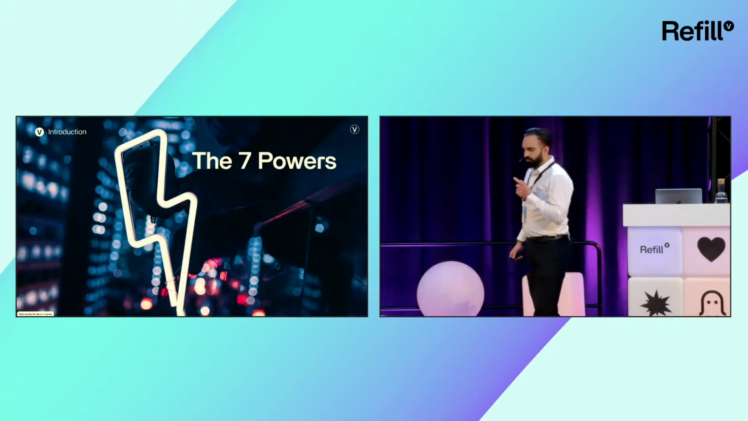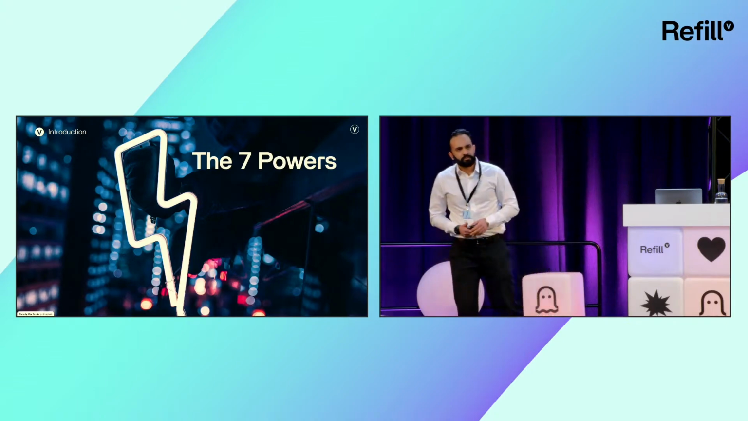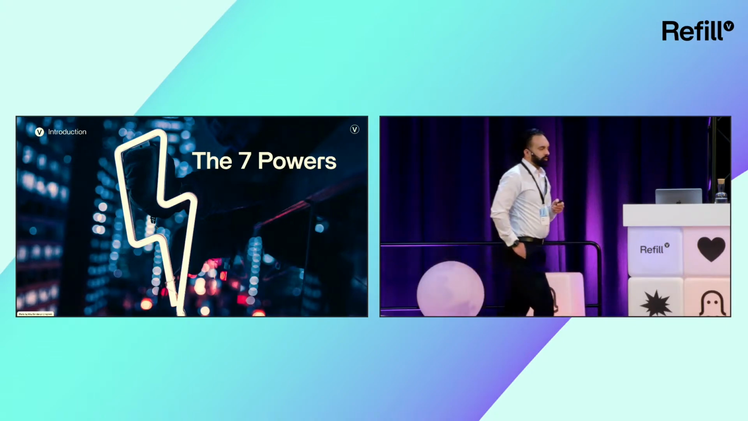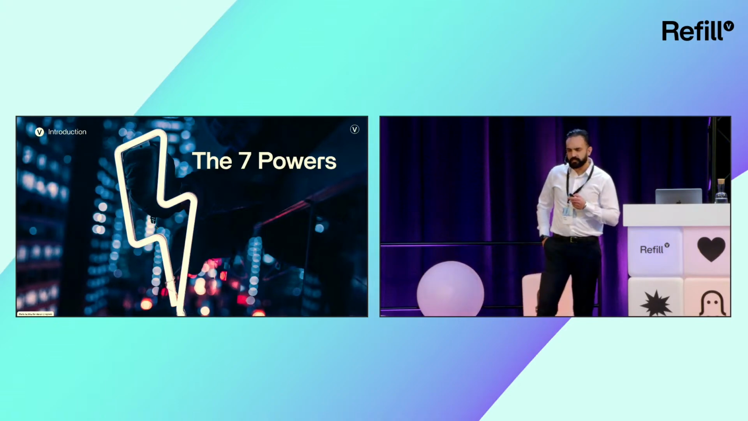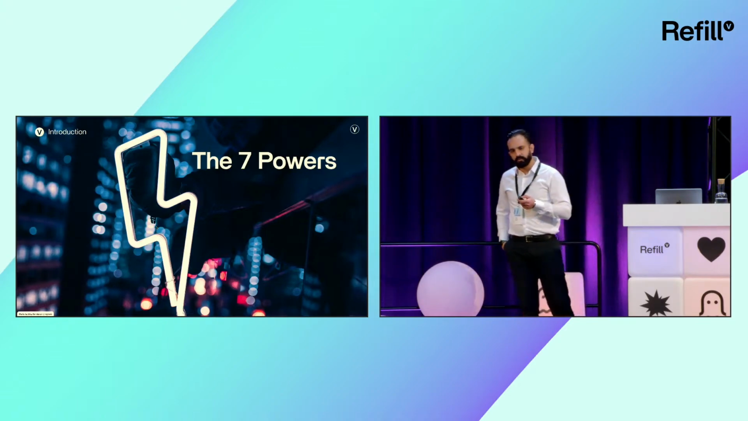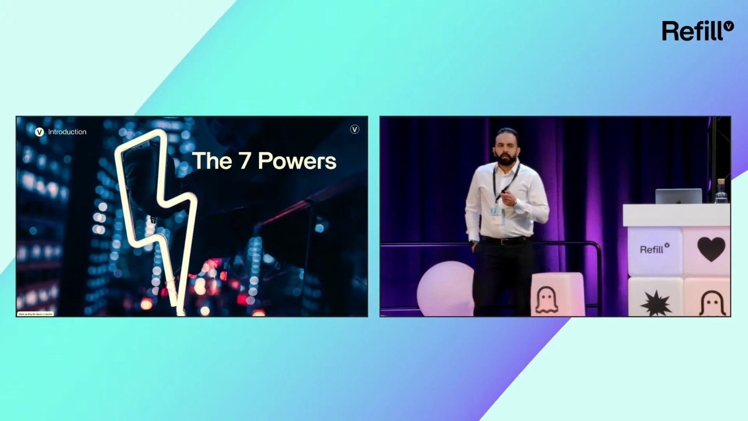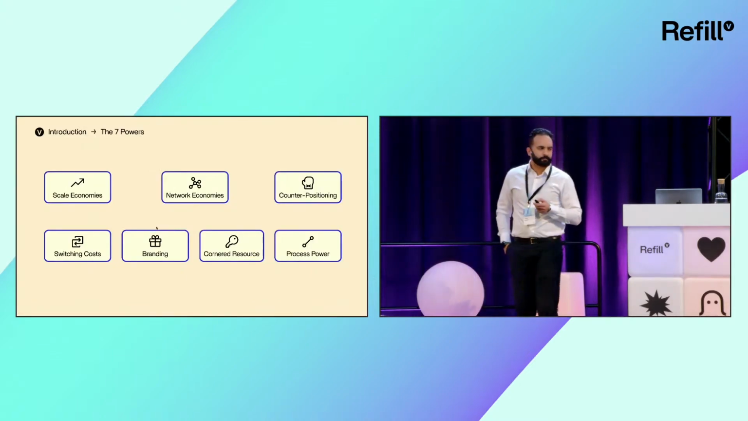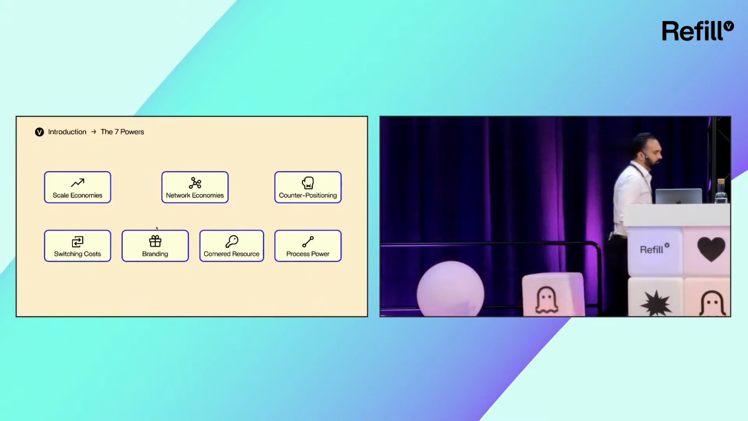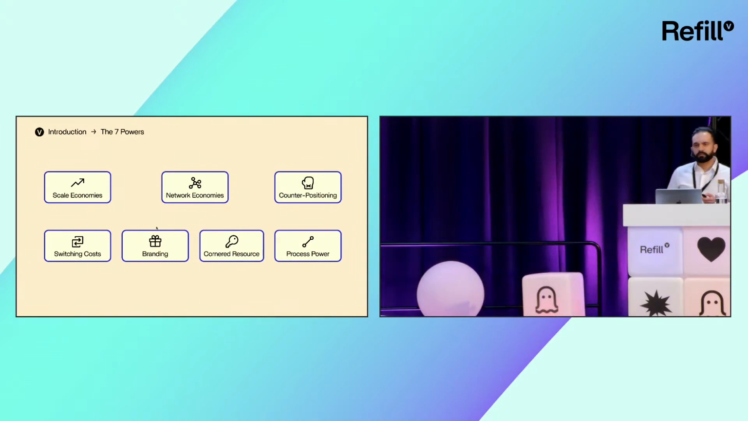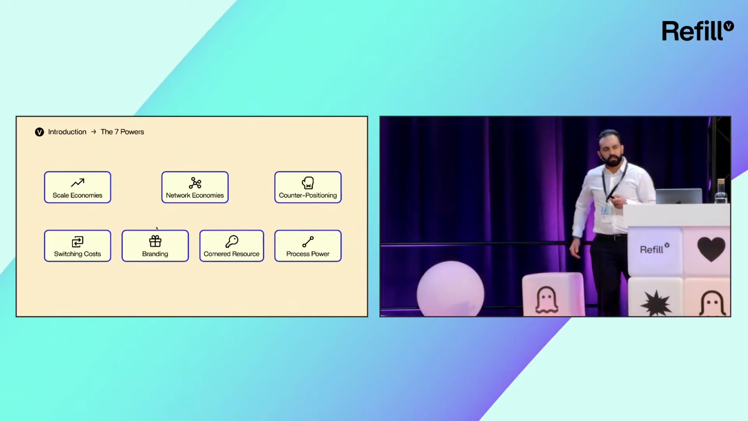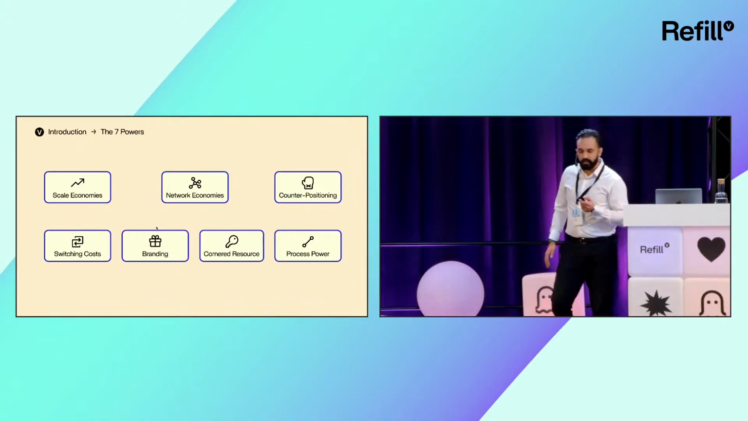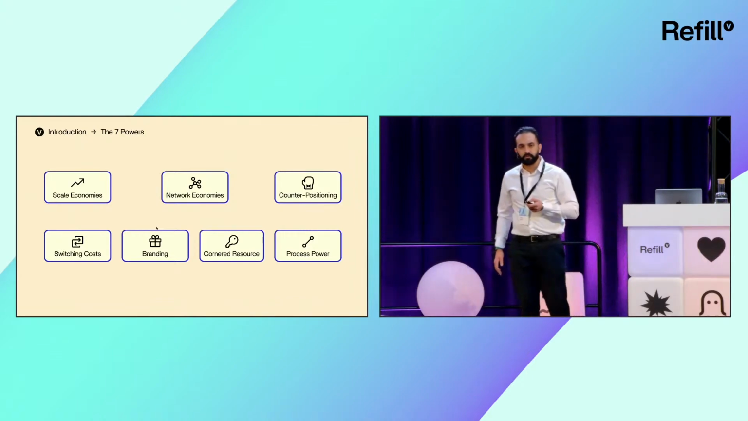But before I go further, I will just show you what the 7 powers are, and I will explain this in depth with examples. But here they are: scale economies, network economies, counter-positioning, switching costs, branding, cornered resources, and lastly process power.